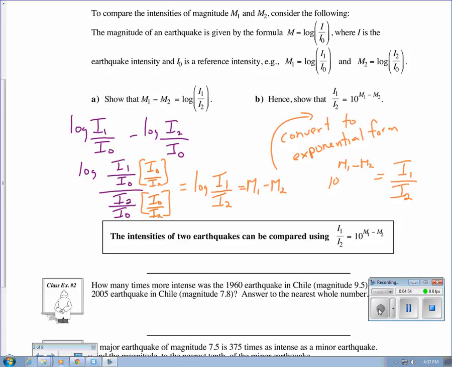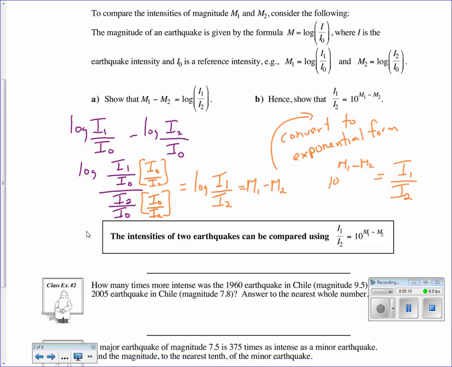And if I want to know the comparison of intensities, I can convert to exponential form, and I've got this nice little equation that we've already been running for earthquakes. So hopefully that makes sense. Here's the intensity descriptor, and we've been doing some work with that already.